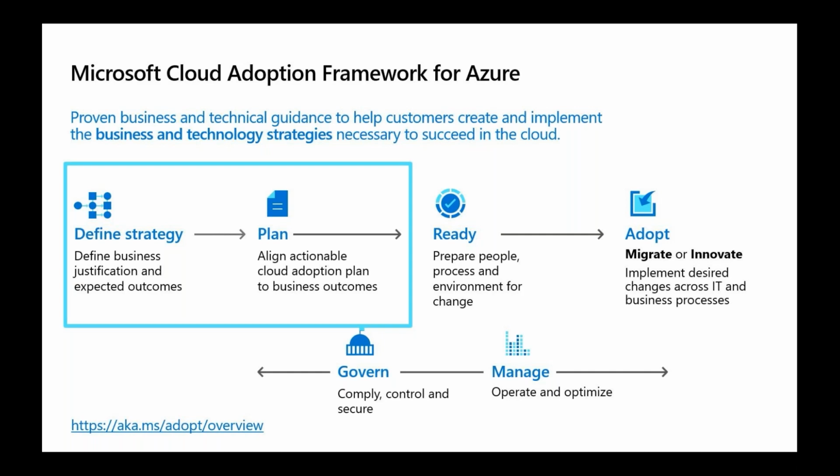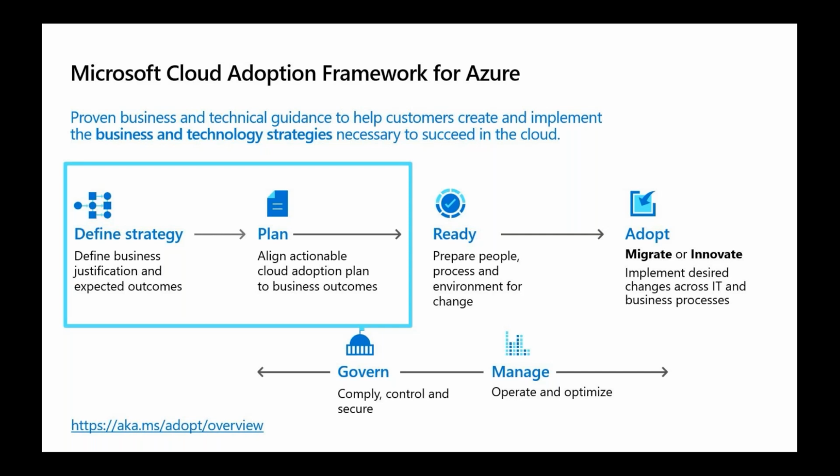Then again, after that comes the readiness, where we prepare people, processes, and environment for the change. Still, we haven't done the change yet. And then we adopt the cloud. So we migrate, innovate. There are multiple phases in between there. Implement what we have done in the first three phases, implement all desired changes across IT and business processes, and so on. So, once we've done it, then of course we have to govern, manage.